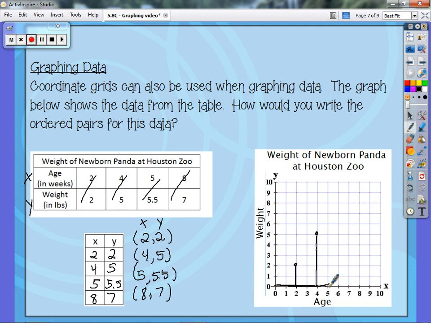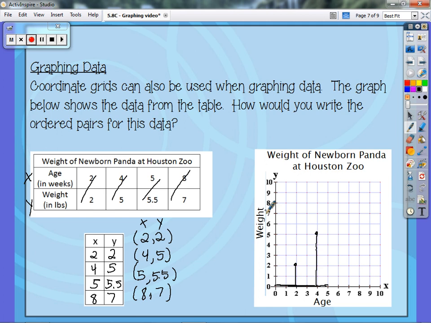Uh-oh. Let's stop here real quick. We have 5.5. When we're looking at our chart, do we have halves here on the y-axis? We don't have halves. But can we still put that point on our graph? Yes, we can. So where would I put 5.5?